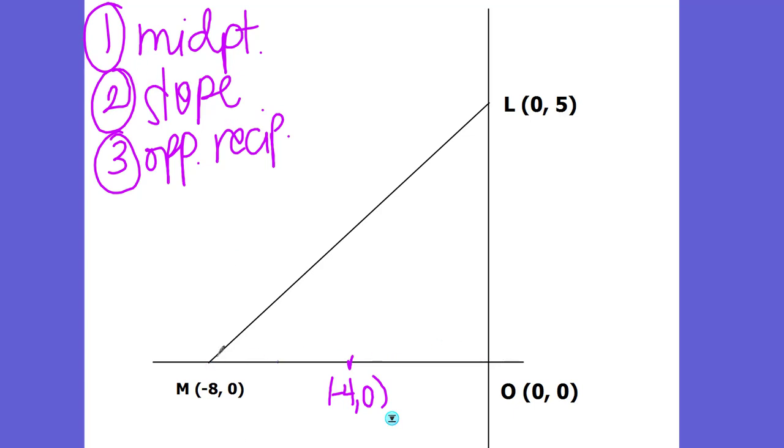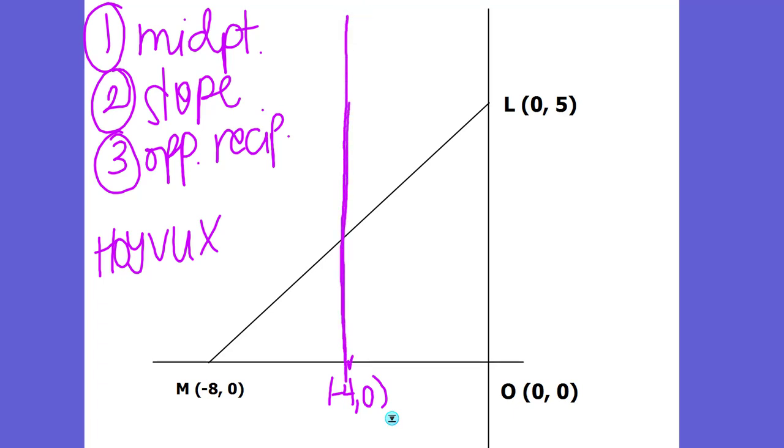Well, this is a horizontal line. The slope is 0. The opposite reciprocal of 0 is undefined, which makes sense. If this is a horizontal line, then our perpendicular bisector is going to be a vertical line. So the perpendicular bisector of this side is this vertical line. If it's vertical, it's x equals a number. That's its equation. This is x equals negative 4. That's the equation of that perpendicular bisector, x equals negative 4.